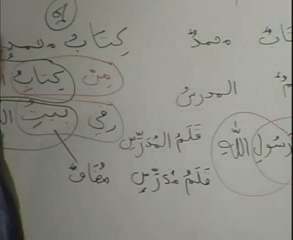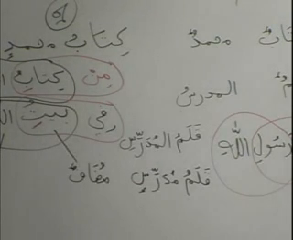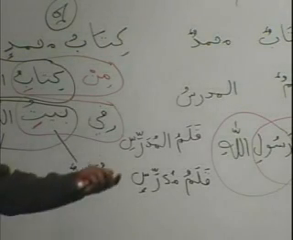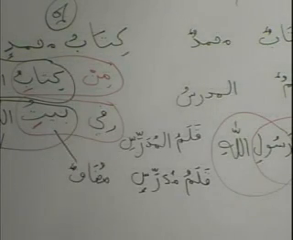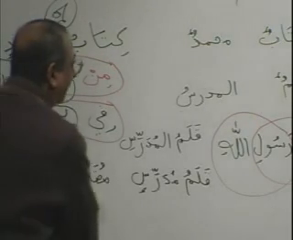mudarrisin. Now tell me, is mudarrisin definite or indefinite? Indefinite. So what will happen to kalam? It is indefinite. We don't know which teacher, any teacher. Got the idea? But when you say kalamul mudarrisi, then you know which teacher you are talking about. Got the idea? Inshallah. Is it clear? Inshallah. Okay.